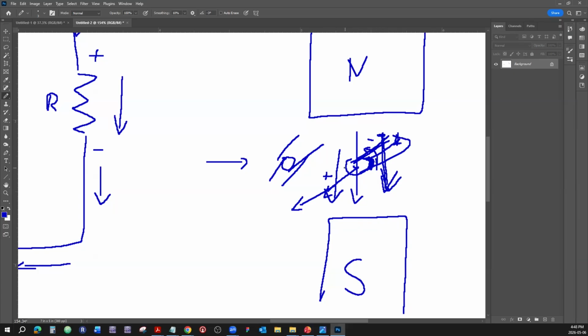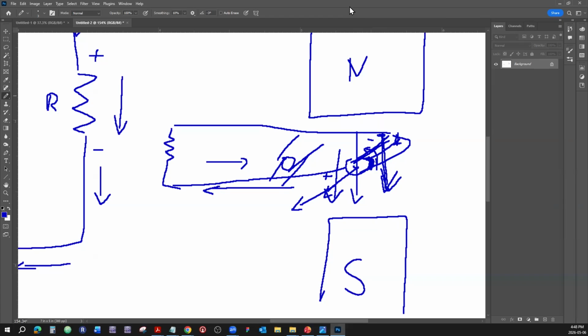So if we connect a resistor to it, or a load, the current is going to flow this way here. Because on the outside of the power supply, it goes from positive to negative, and on the inside of the power supply, it goes from negative to positive.